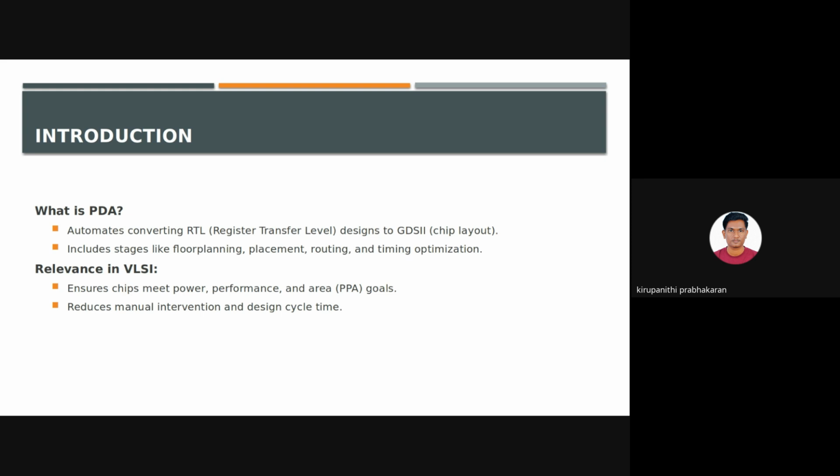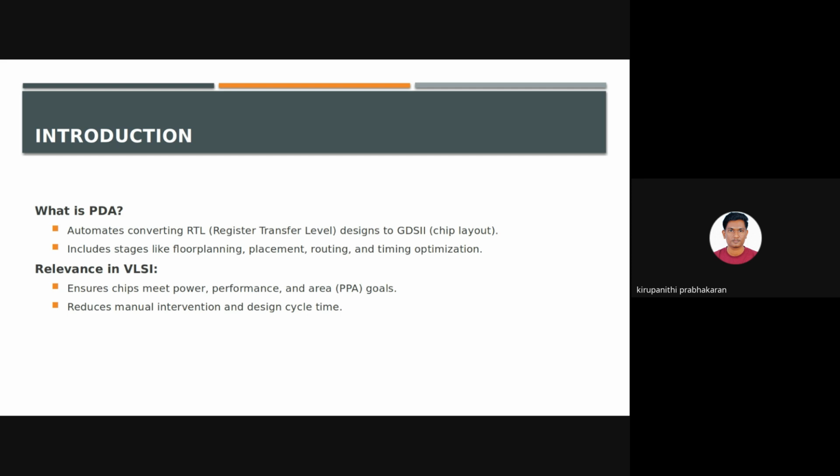PDA plays a pivotal role in the semiconductor industry, especially as chip design becomes more complex with billions of transistors packed into smaller areas. Here is why PDA is essential in very large scale integration. It ensures optimizing the power, performance, and area. Modern chips must be highly energy efficient, low power, operate at a high speed, and occupy minimal physical area. PDA enables tools to make trade-offs and optimizations to meet these goals simultaneously.